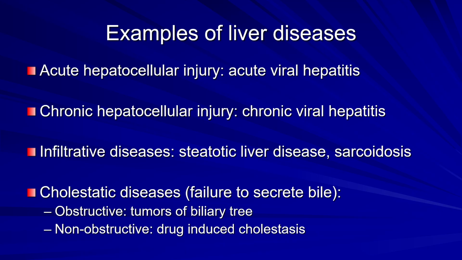I remind you that cholestasis is failure to secrete bile. The failure to secrete bile could be due to an obstruction anywhere along the biliary tree, such as secondary to a tumor or a stone. We call that obstructive cholestasis. Or it could be due to non-obstructive cholestasis. You can have failure to secrete bile secondary to, for example, medications. An example would be estrogens. They can cause cholestasis even though you have no obstruction of the biliary tree. They cause failure to secrete bile.